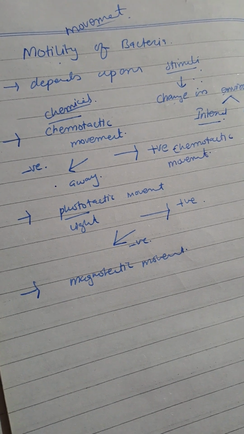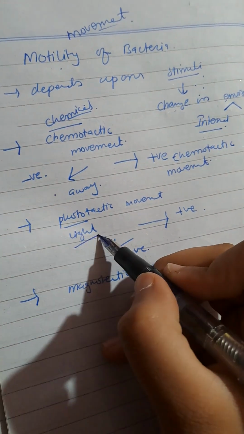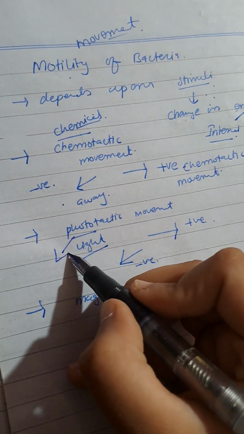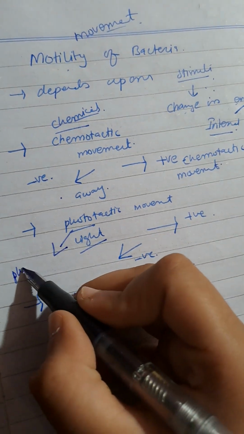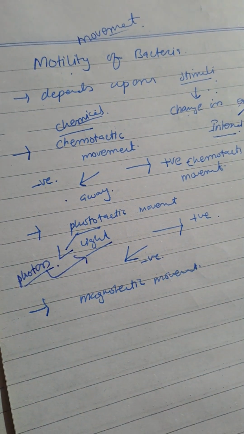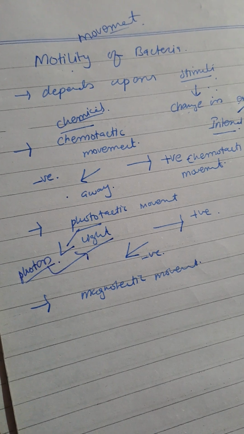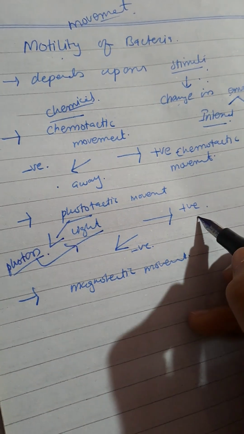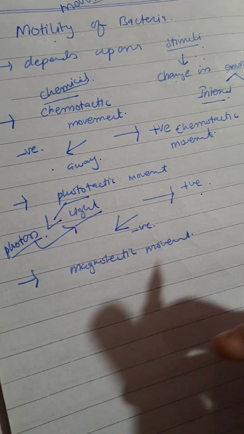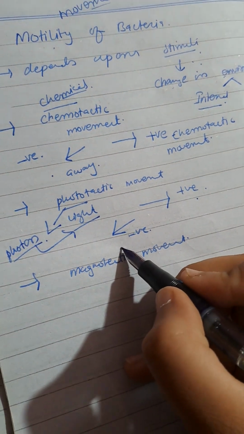Now the second type which we have is phototactic. Photo means light. The word photo has come from photon, and photon means light. If the bacteria moves towards the light, it is known as positive phototactic movement. If it moves away from the light, it is known as negative phototactic movement.